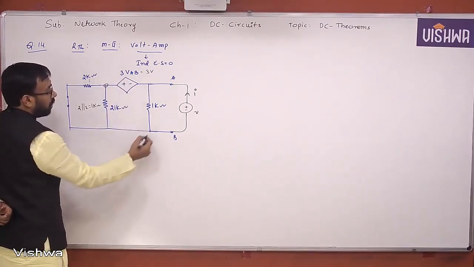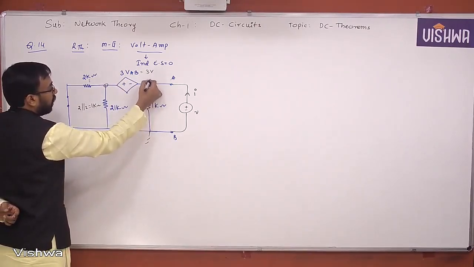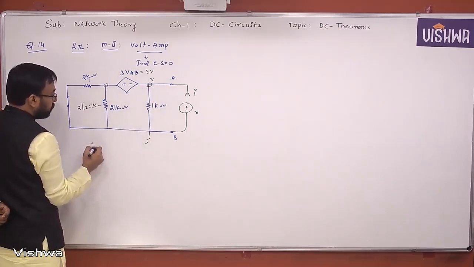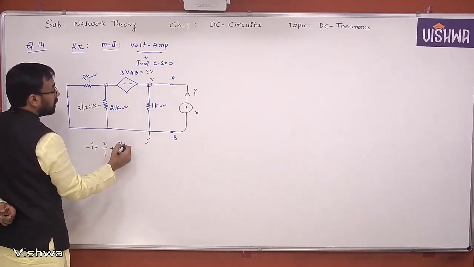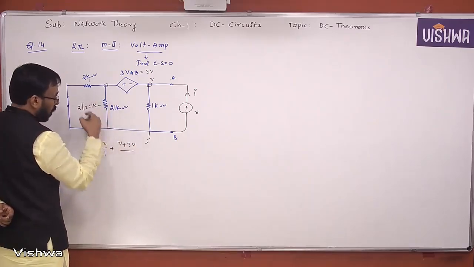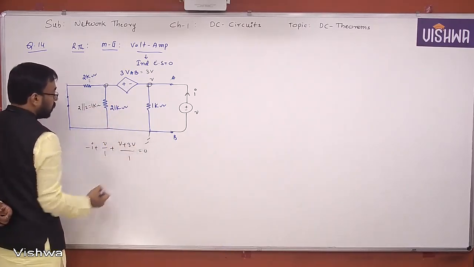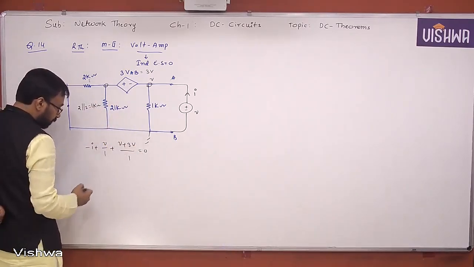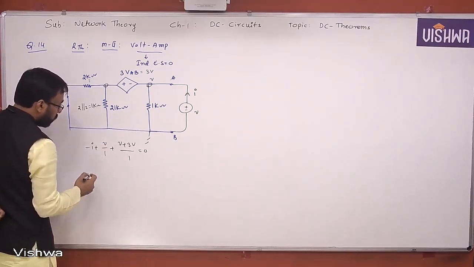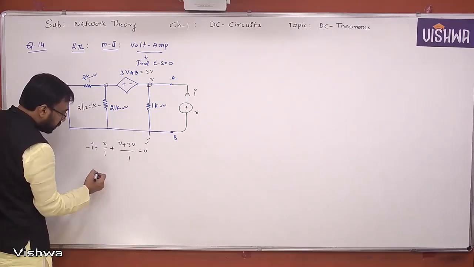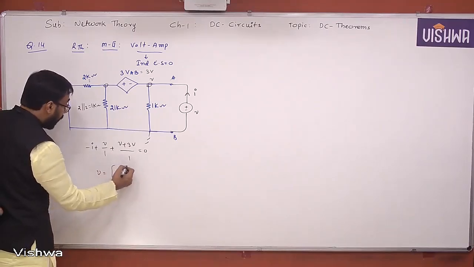3V. So if you take this as 0, this as V, then minus I plus V by 1 plus V plus 3V divided by 1 is equal to 0. Yes or no? Then you can take here 4V and V here. Yes or no, all of you? So what do you get here? V is equal to something into I, you are supposed to get.